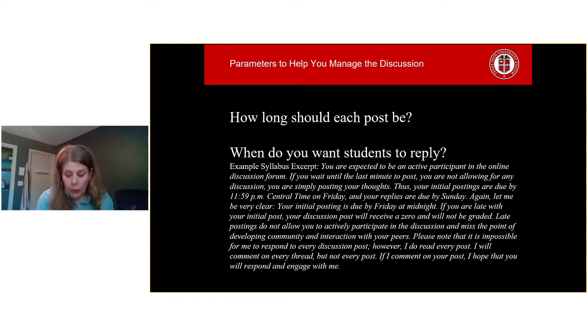So one example is to be clear with your expectations about the length of the required post in the discussion. How long should each post be? This is certainly a common question, and most faculty I know provide a required word length. So maybe you say something like 250 words for their post to the discussion prompt and 100 or 150 words on their responses to others. In an upper division course, you might increase this to 500 words and 250 words in their reply.